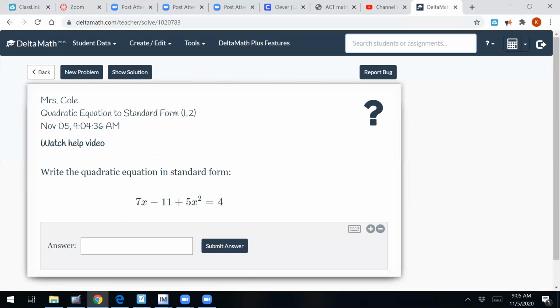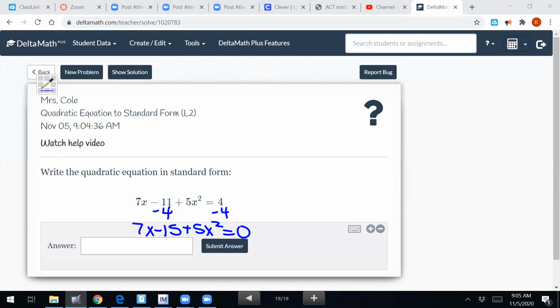Okay, I'm going to subtract 4 first. That's going to be my first thought, because that will get it equal to 0. So then I would have 7x minus 15 plus 5x squared equals 0. So yes, it's equal to 0, but is it in standard form? No, you need ax squared plus bx plus c.